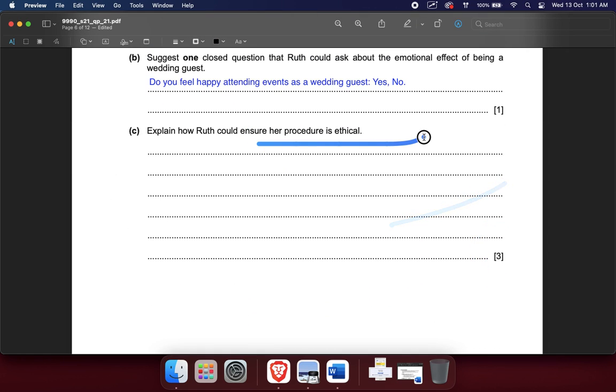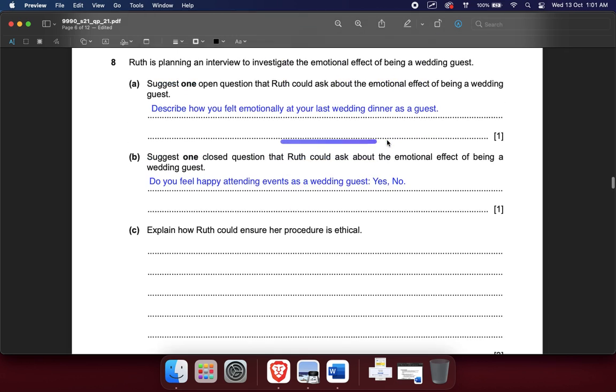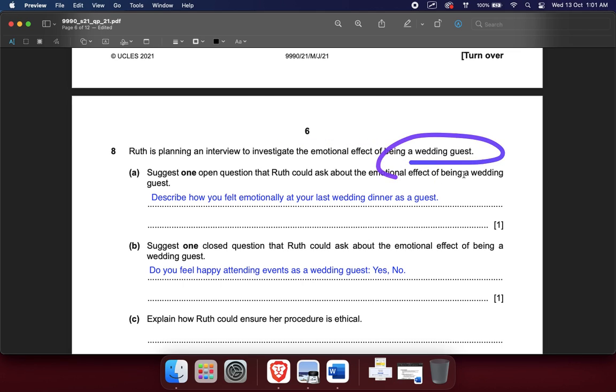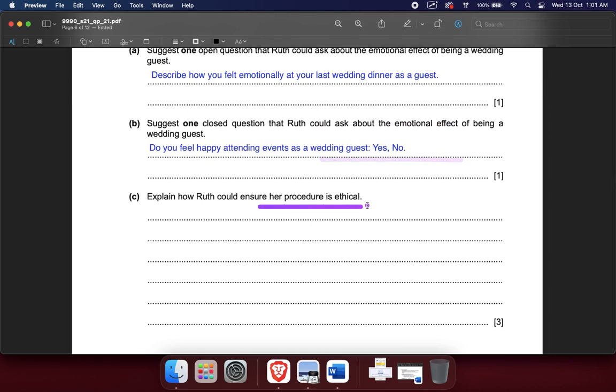Explain how Ruth could ensure her procedure is ethical. Okay, so we're talking about ethics here. Ethics in what procedure? She wants to observe wedding guests and figure out their emotional effect. So, how can we make a procedure ethical? What is the first thing that we should think about when we're doing ethics? It's called informed consent. First thing, without informed consent, we have nothing. We need to obtain informed consent that is signed by our ethics review board. Otherwise, it's considered an unethical study in any part of the world.